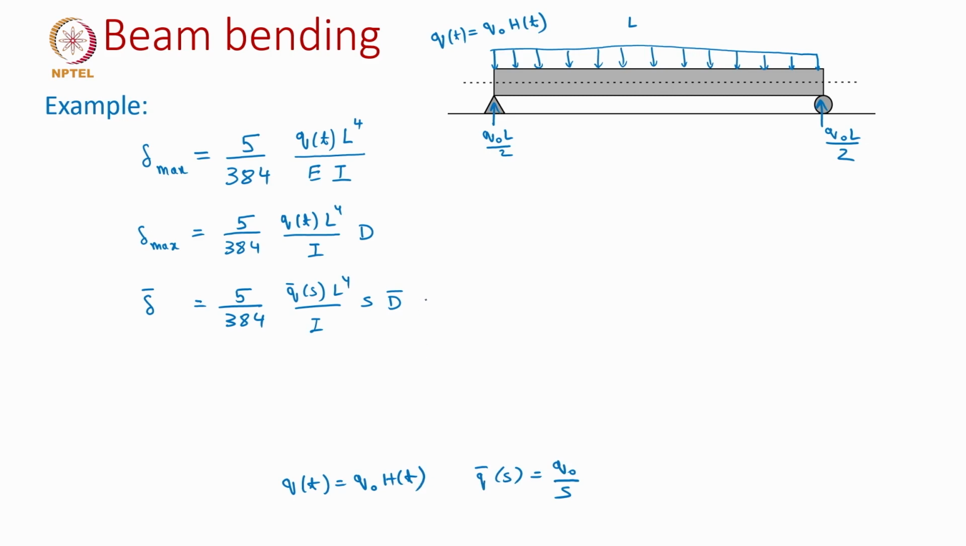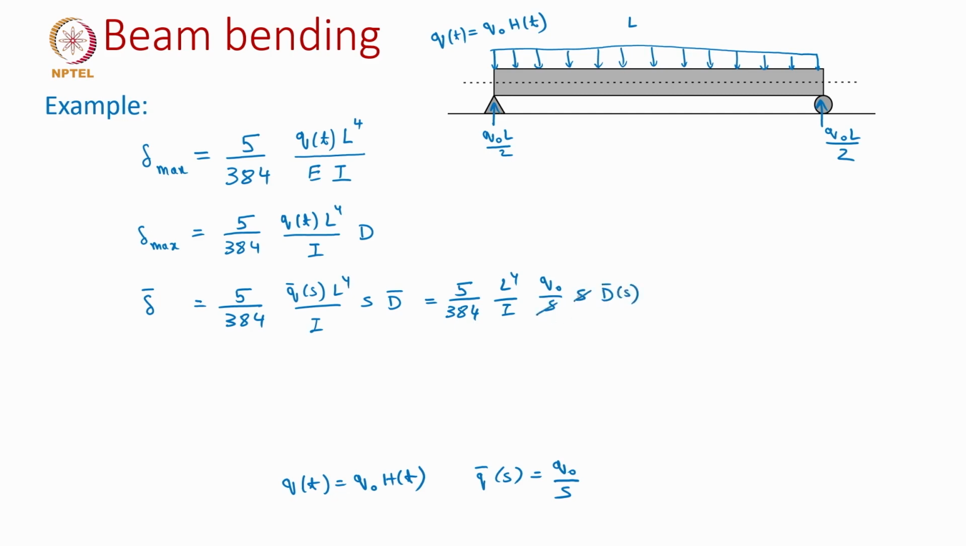So, once you substitute that, this should simplify as 5 by 384 L^4 by I, Q of s I will replace by Q naught by s times s D of s.